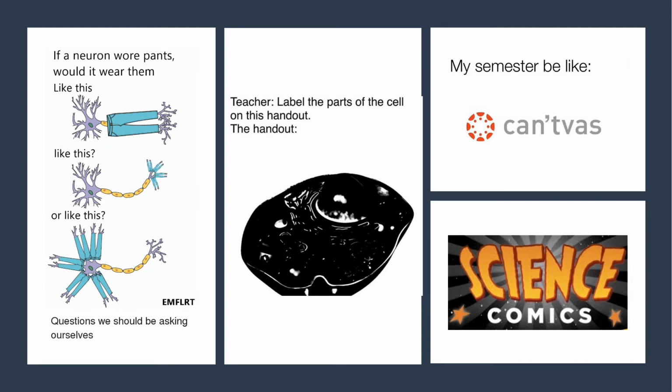And your science / college comics for today. The first one here, it says, if a neuron wore pants, would it wear them like this, along the axon there, like this, down on the axon terminals, or like this, up on the dendrites? Questions we should be asking ourselves.